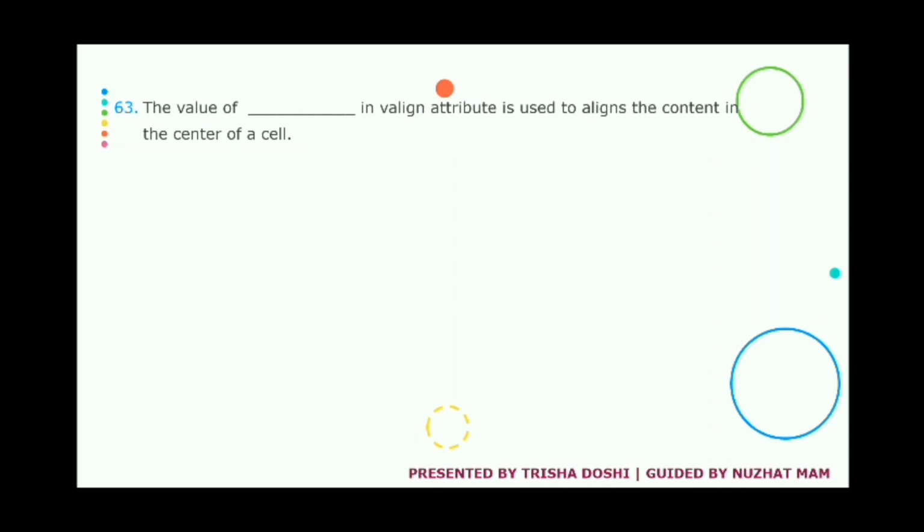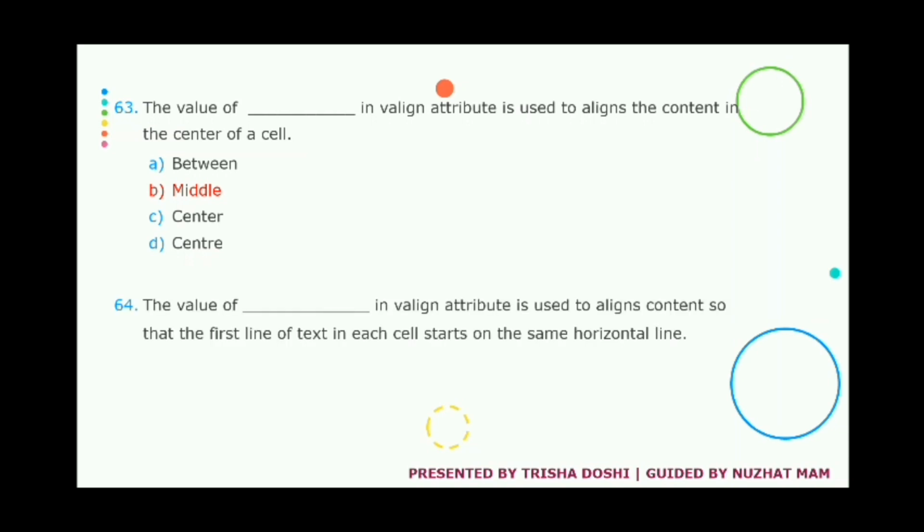Question 63. The value of dash in v-align attribute is used to align the content in the center of a cell. A between, B middle, C center, D center. The correct answer is B middle. Question 64. The value of dash in v-align attribute is used to align content so that the first line of text in each cell starts on the same horizontal line. A bottom, B baseline, C center, D middle. The correct answer is B baseline.